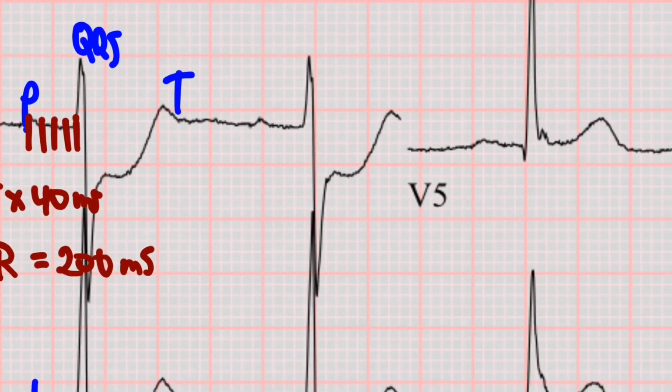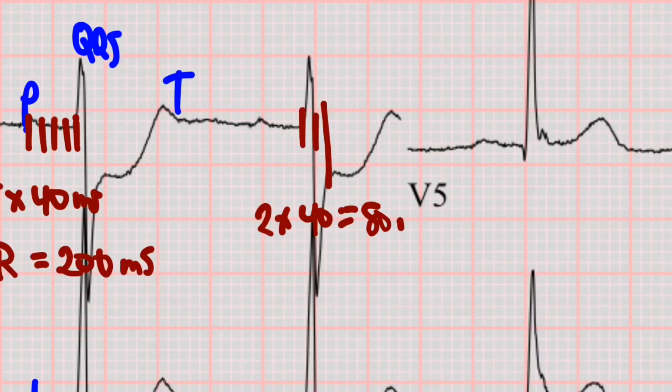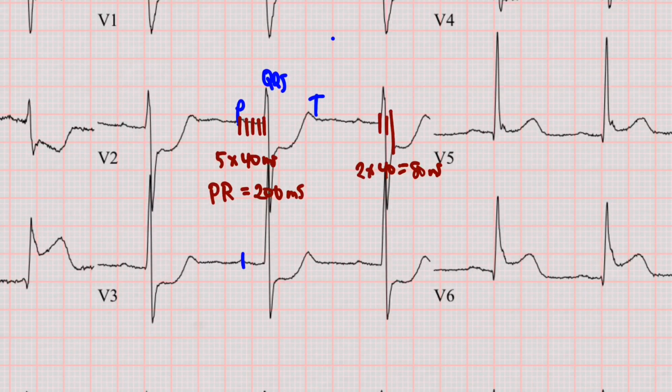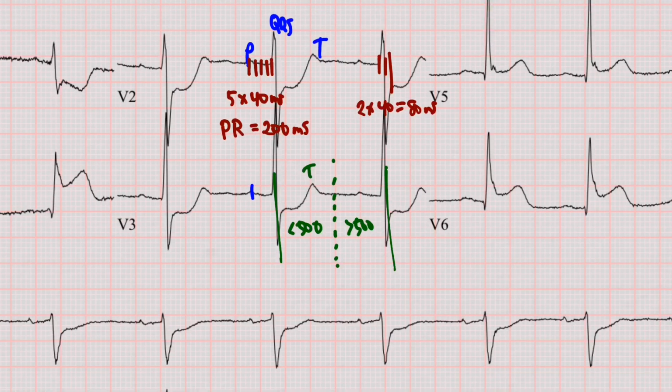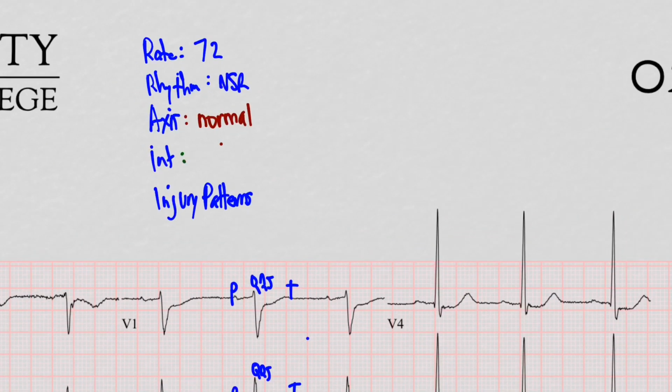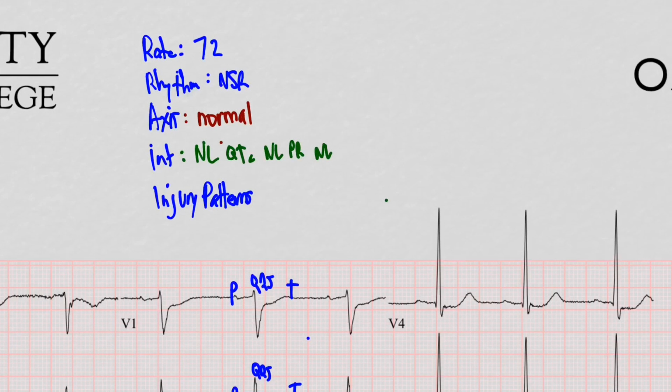What about the QRS? It's 1, 2, and I'm going to say it ends there. So 2 boxes, so 2 times 40 equals 80 milliseconds. Again, just within the normal range. The QTC, again, we're just going to estimate because normally we would look at the computer to tell us that. So let's just do this by section method. So there's one, halfway line. T wave is on the correct side, so this is where it would be if it was less than 500 milliseconds, greater than 500 milliseconds. QTC, also normal. So let's put that up here. Intervals, normal: QTC, normal, PR, normal, QRS.